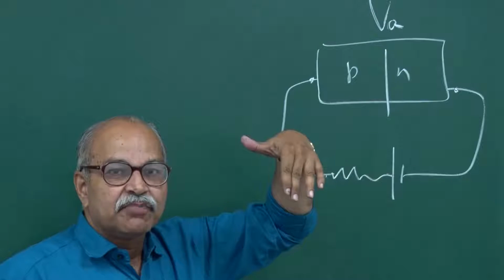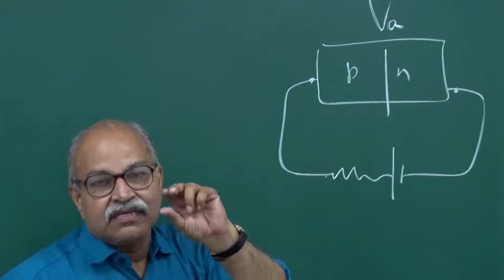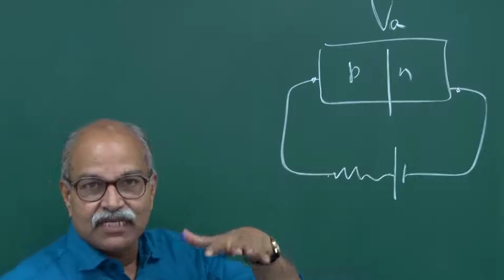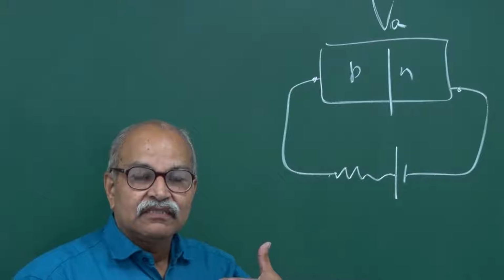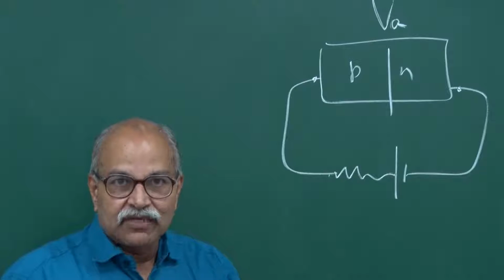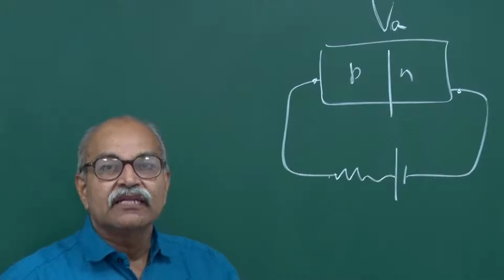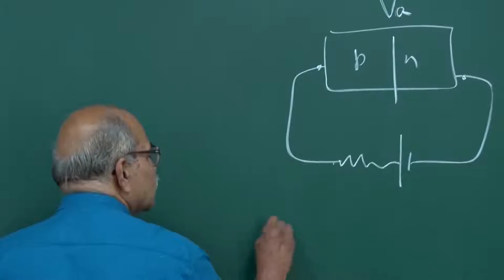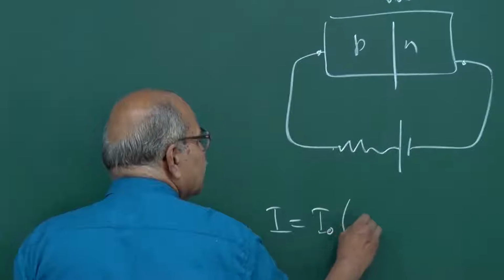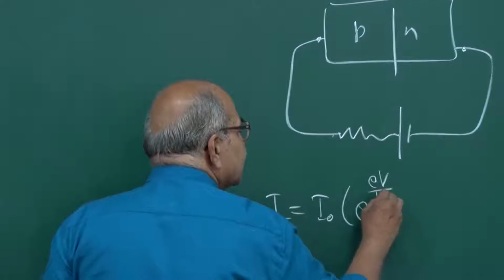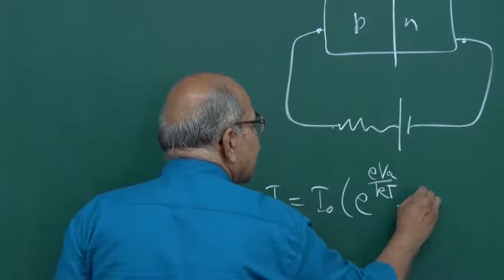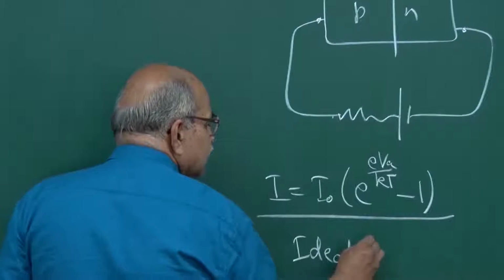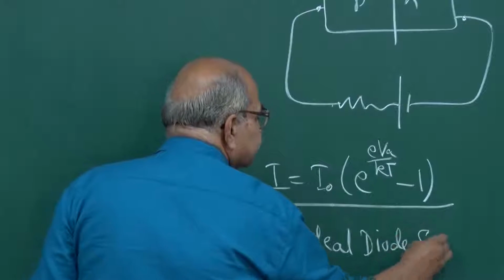And if this applied potential or that reduction in potential barrier is small as compared to the original potential barrier, then the extra majority carriers which can diffuse, that number goes up exponentially, and then we have this equation I equal to I naught e power EV over KT, this is that V applied, and minus 1. This is known as ideal diode equation.